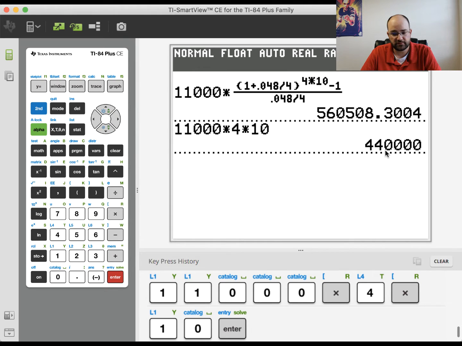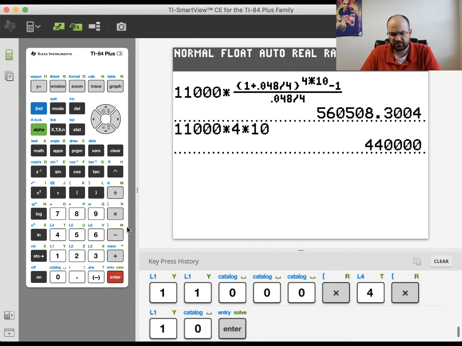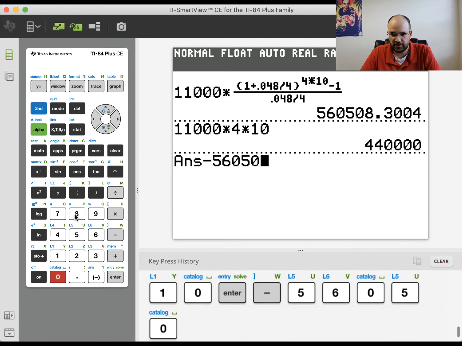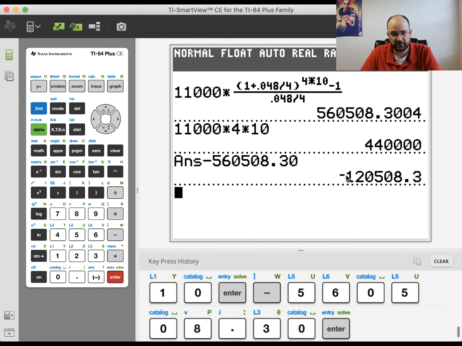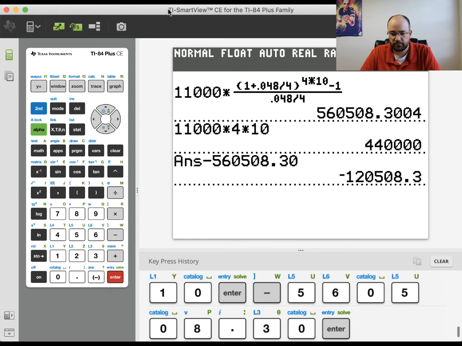And then the interest that was earned from this is just the difference between these two. Let me just go ahead and show it. If I just do that minus the 560,508.30, that'll tell us. Ignore the negative because I did a smaller minus a larger, but it's just the positive here. Alrighty. Well, in that case, I need to go back to the notes and write all this down so you can see it. I'll see you there.